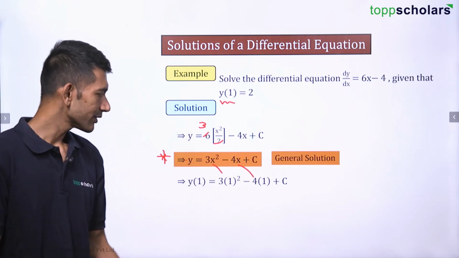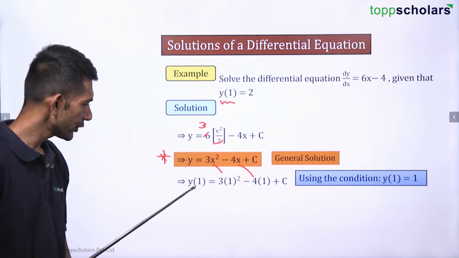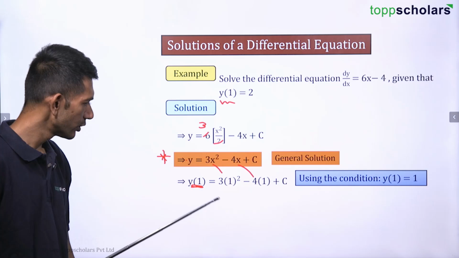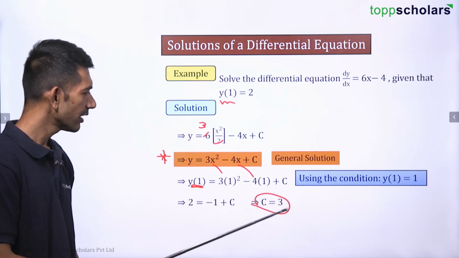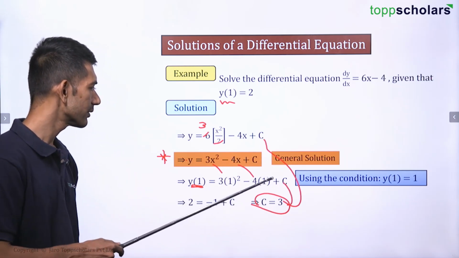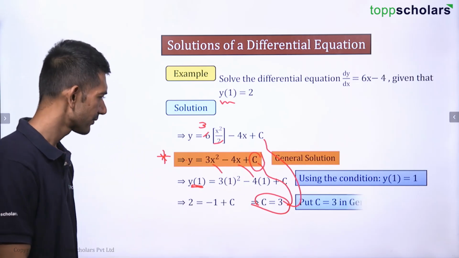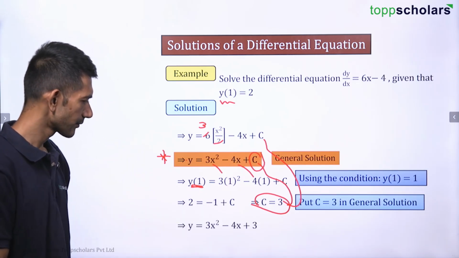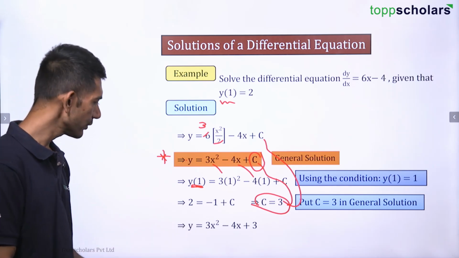So you get 3 into 1 square minus 4 into 1 plus c, and y of 1 is 2. So here you will put 2. So 2 is equal to minus 1 plus c, the value of c is 3. Now you put the value of c in the general solution, you get the final answer, simple as that. So this is the final answer. I hope this part is clear to all of you. Let's continue.